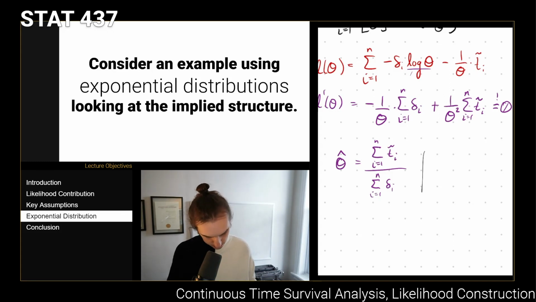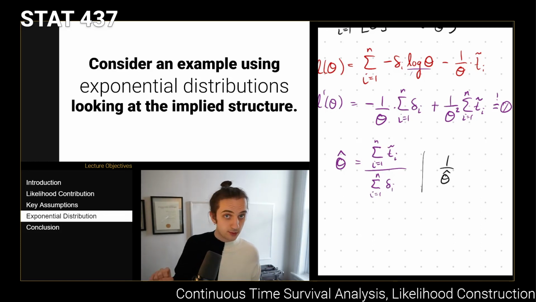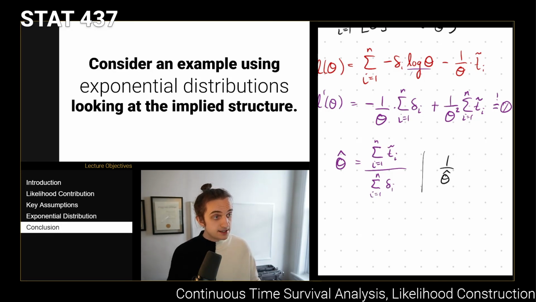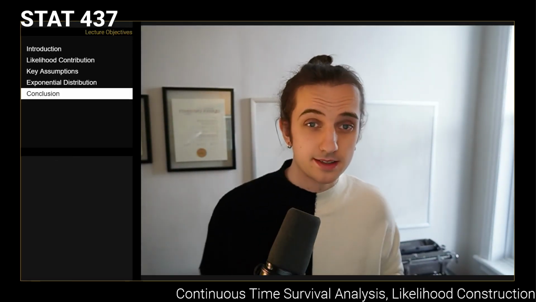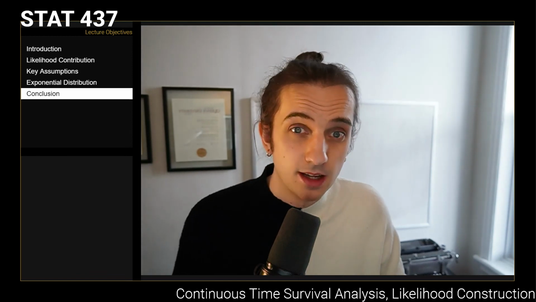And if you wanted the MLE for the hazard here, well, the hazard is just going to be 1 over theta hat. So you could flip that and say that the MLE of the hazard is given by the number of events that we observe in our data set divided by the total amount of time that people were at risk. Okay? And so that's essentially all that I wanted to work through in the details of this lecture. So hopefully that all makes some sense for you.